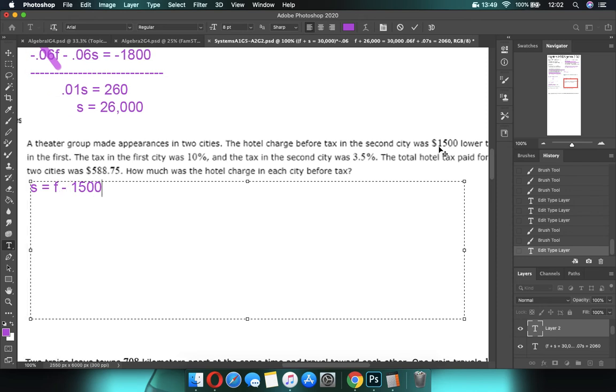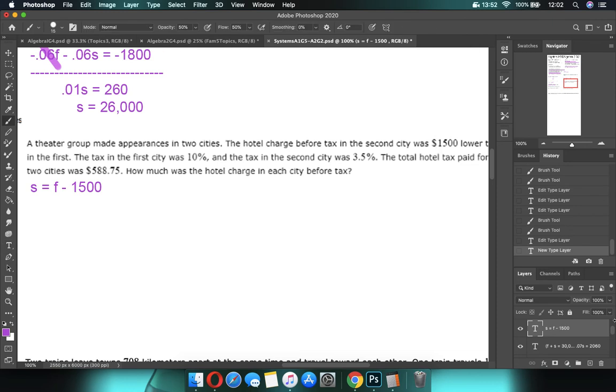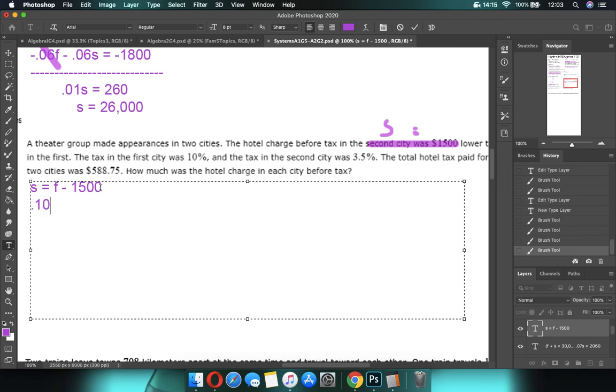Okay, next up, and you can see, again, let me get my highlighter back out, how you find your keywords is important. The second city was, that's how I knew where my equal sign was. S equals the 1,500 lower than. That's the kind of stuff that you're trying to keep track of when you're finding this. Now, the first tax rate was 10%, and then the second tax rate was 3.5%. And again, if you don't remember, I need to move the decimal over 1, 2 places when I'm converting a percent to a decimal.